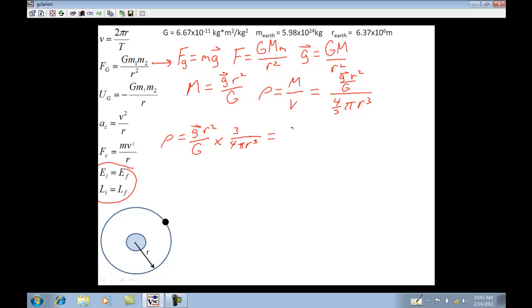That would be 3g over 4 big G pi r. Okay? But if I rewrite that to solve it for g, the gravitational field, it would be equal to 4 big G pi r rho over 3. So this is just a bunch of algebraic manipulation, right?